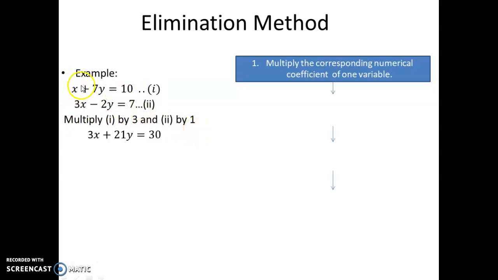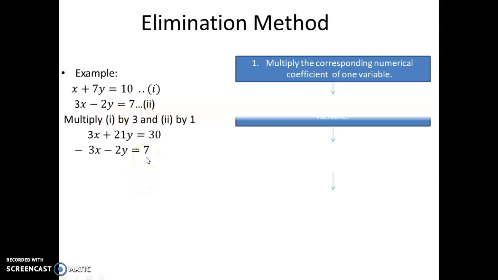So what am I going to get? If I multiply equation 1 by 3, I get 3 into x will be 3x, plus 7 into 3 will be 21y, equal to 10 into 3, which is 30. Now multiplying equation number 2 by 1: if I multiply anything by 1, we get the same thing. So I get 3x minus 2y is equal to 7.